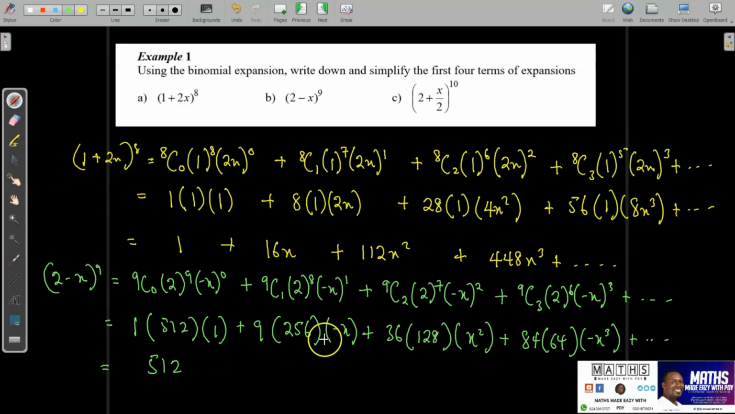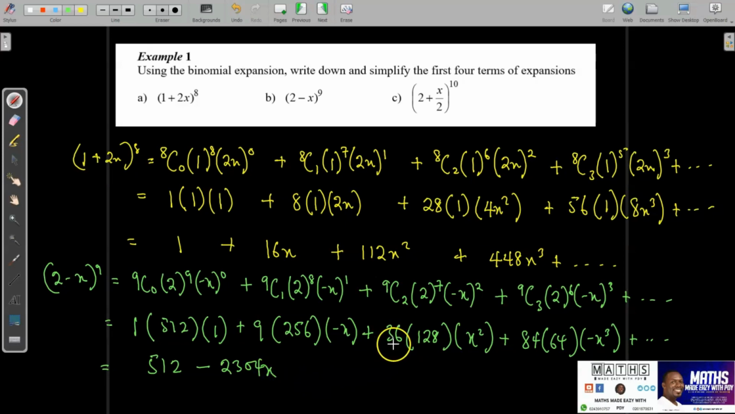Over here, since there's a negative sign in front of the x, which is the coefficient being negative 1, when it multiplies everything, we have to get a negative value here. So 9 times 256 times negative 1. What's the answer? 2,304. So negative 2,304x. Can I move on?